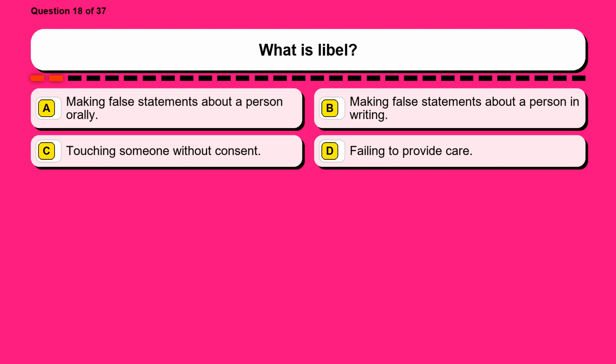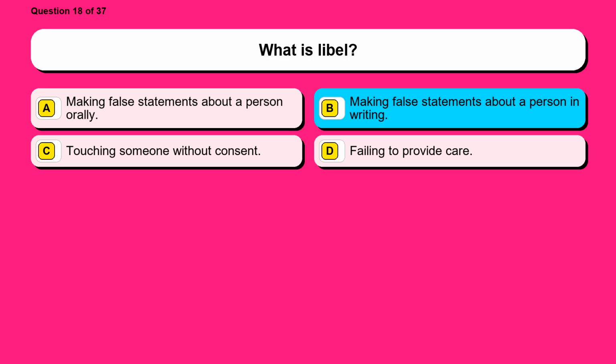Question 18. What is libel? Option A, making false statements about a person orally. Option B, making false statements about a person in writing. Option C, touching someone without consent. Option D, failing to provide care.